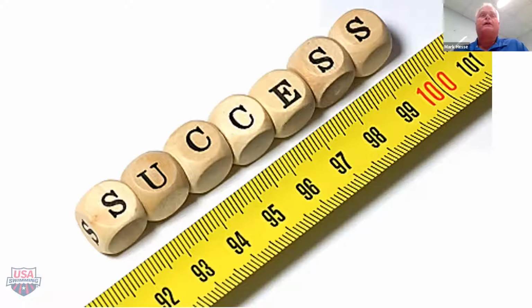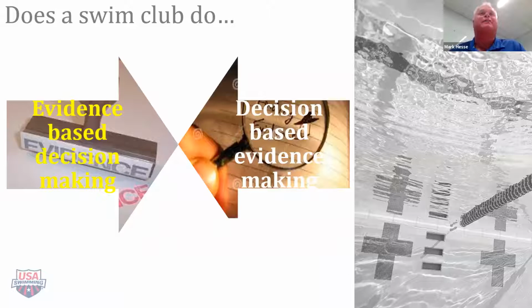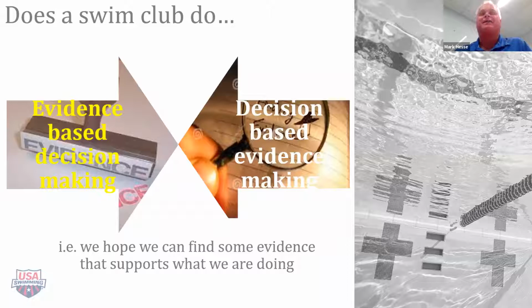And the question is, how do we make our decisions, right? Are we making our decisions based on some evidence that we have in front of us, or are we making our decisions and then trying to fit the evidence to support our decisions? And I think we want to make sure we have some evidence in advance of how we're making our decisions. So the question is, what do we want to measure? What does success look like for a club?